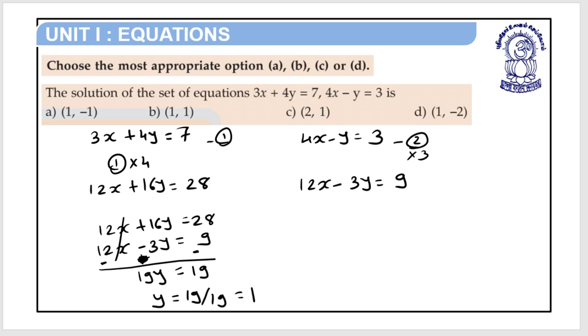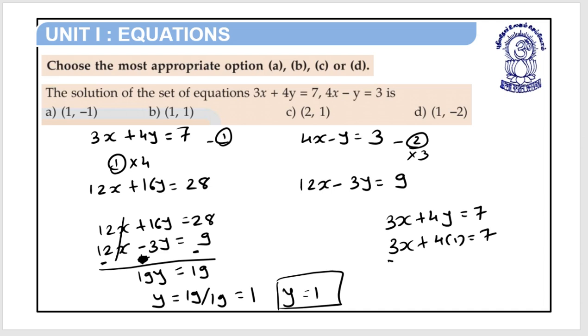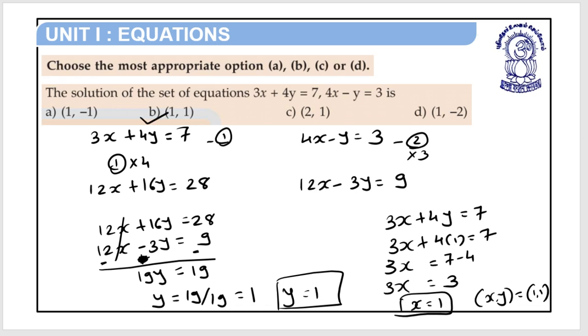Put the value of y is equal to 1 into equation number 1. So 3x plus 4y is equal to 7. So 3x plus 4 into 1 is equal to 7. So 3x is equal to 7 minus 4 is equal to 3. So x is equal to 1. Here the value of x and y is 1, 1. So answer is B.